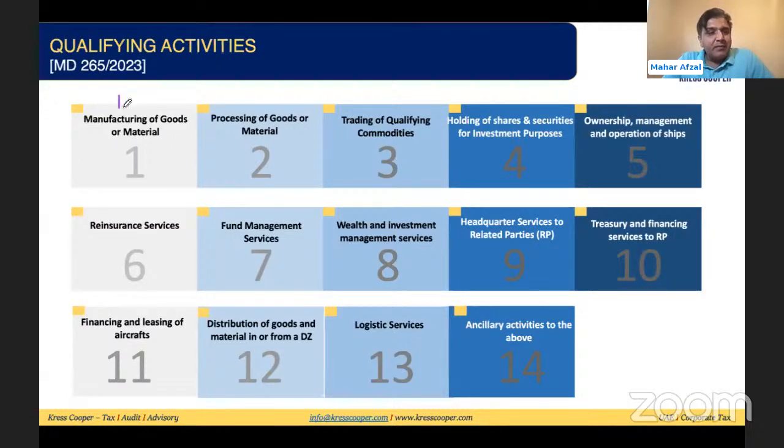Manufacturing, they have given further detail on this. I think everybody is already clear. Processing of goods, qualifying income of the qualifying commodity, holding of shares, ownership, they have further clarified it. That is very good. Reinsurance is fine. Fund management, wealth management, headquarter services to related parties, treasury and financing, and leasing of aircraft. Distribution is the most important thing that we were all seeking clarification on from the FTA, but they have stuck to the public consultation paper. Basically, third-party sale will be considered a qualifying activity and generate qualifying income, even if the goods are not coming into view. We will discuss logistics services and ancillary activities.